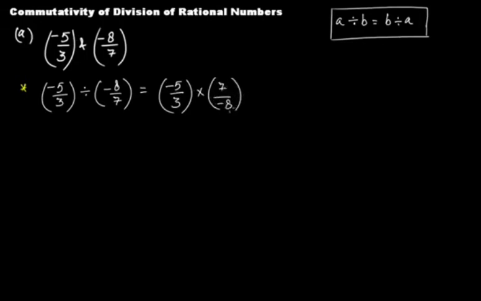Now we know that if the minus sign is in the denominator, you can simply put this minus sign in the numerator. There will be no difference in the value. So this becomes minus 5 over 3 times minus 7 over 8. We have discussed all those things, so I'm not going to repeat them again.